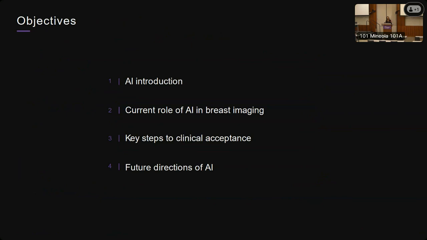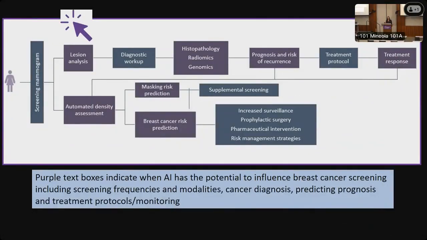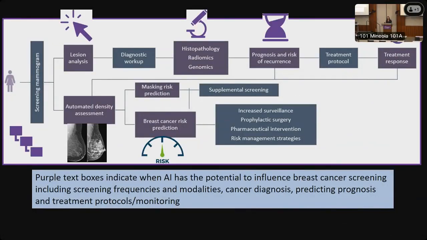All right, so that was a very quick introduction. So I'm going to tell you right now what we're doing using AI in breast imaging. There's a lot of areas where we might choose to use AI, and the purple text boxes show where there's a potential of use. So a woman comes in for her screening mammogram. The first thing we might do is find lesions. And that's what I was starting to tell you about, looking for benign or malignant lesions.